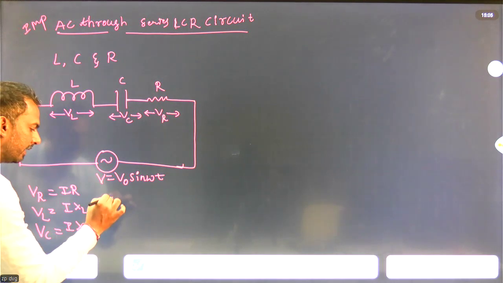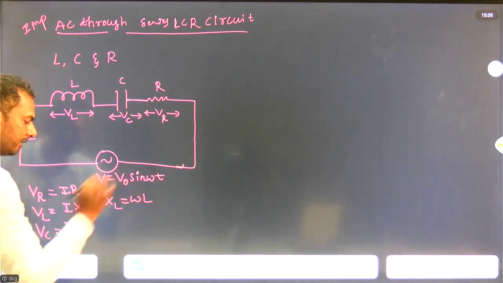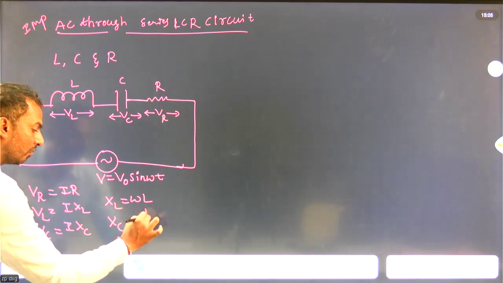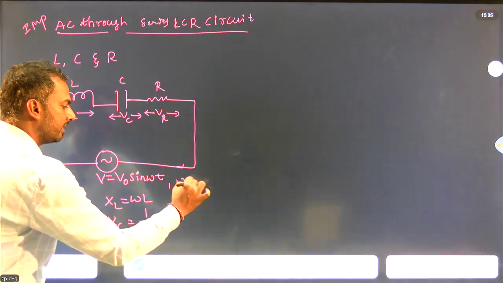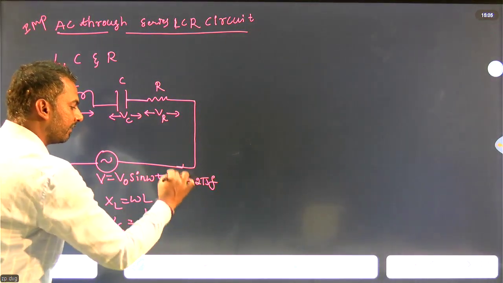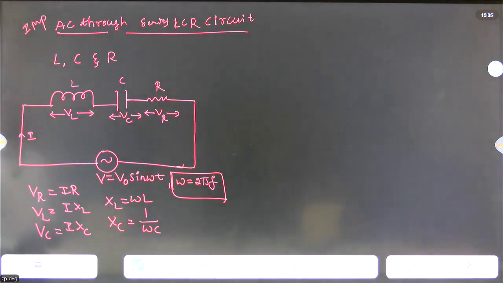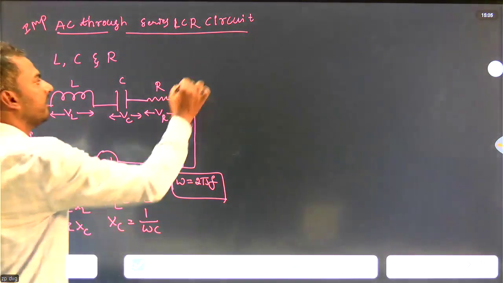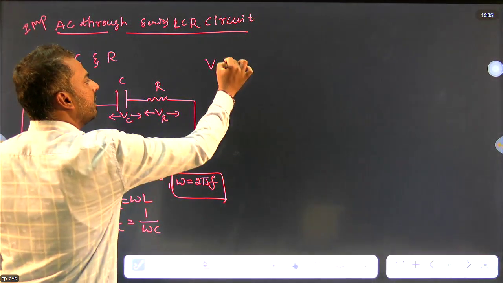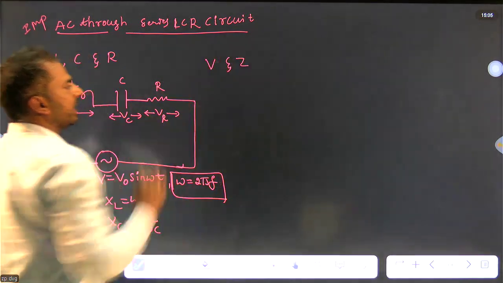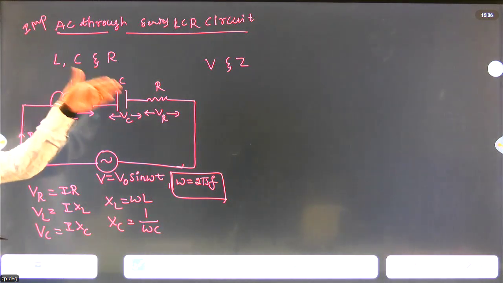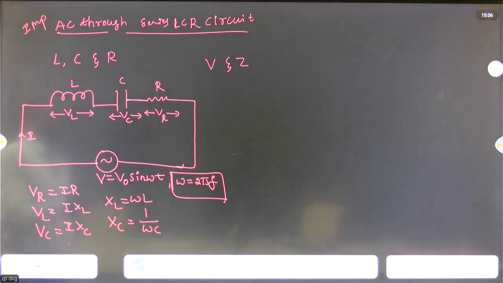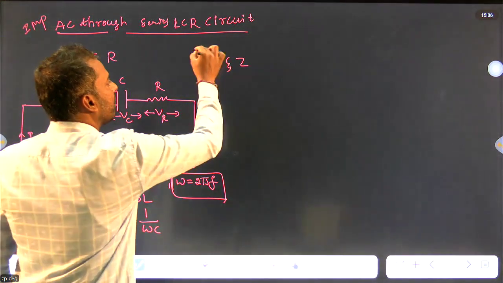What is XL? We know that XL is equal to omega into L, and XC is equal to 1 by omega into C. What is omega? Omega is equal to 2 pi F. F means frequency of alternating source. In this circuit, we are going to find the resultant voltage and impedance. Z means impedance, total opposition offered by the inductor, capacitor and resistor in series, which is called impedance. V is resultant voltage.